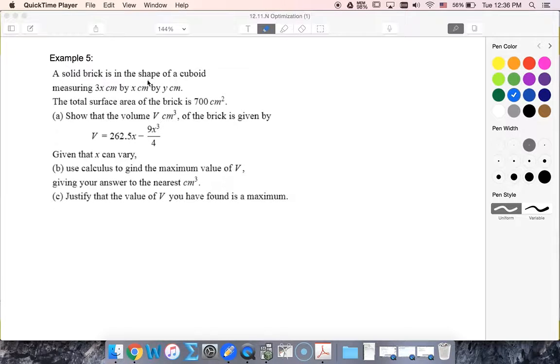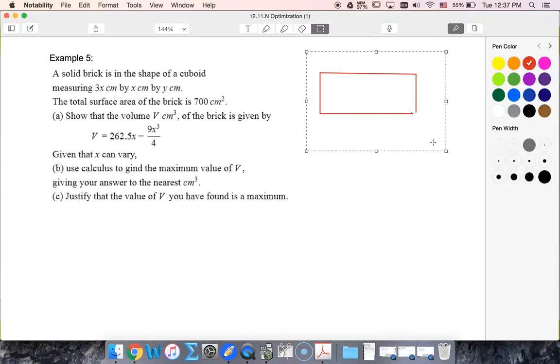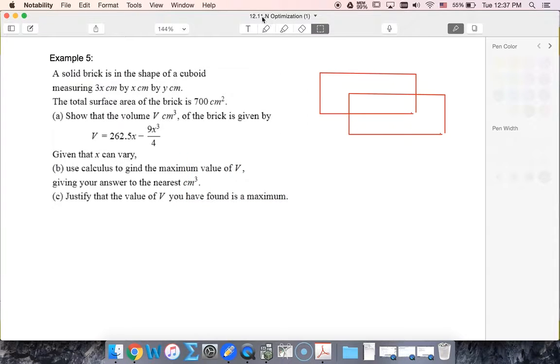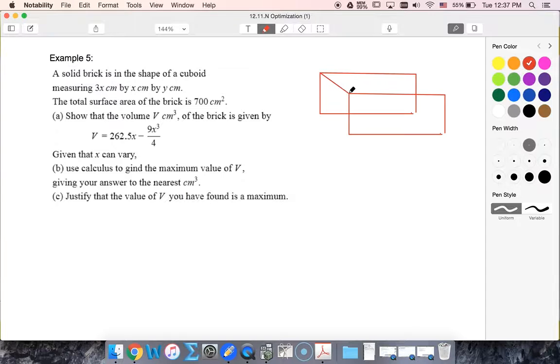Right, we've got a solid brick in the shape of a cuboid, so that means it's really a rectangular prism. So I'm going to draw a brick. So I got something that looks like this. Go straight. And then I'm going to take that and duplicate it, and then connect it. All right, it is 3x by x by y.